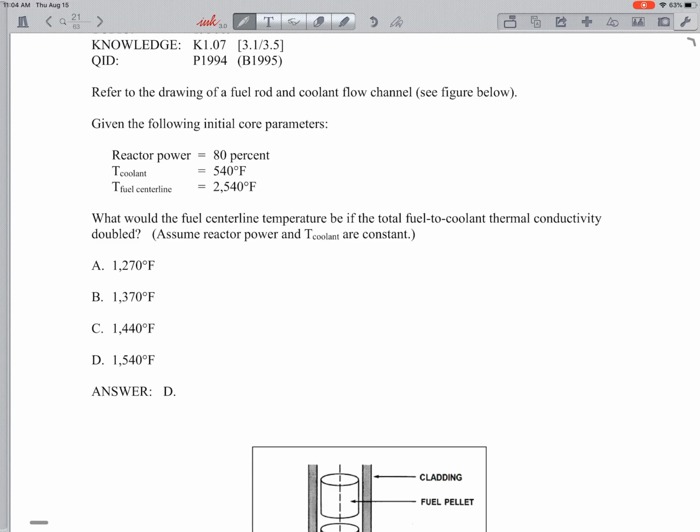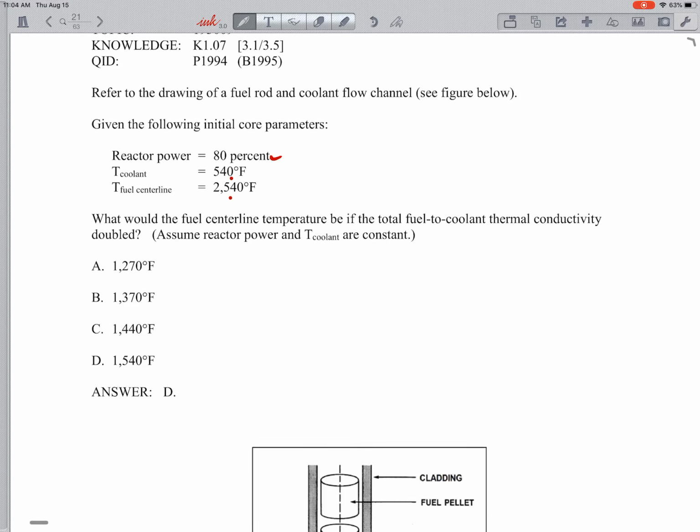1994. We're only at 80% power. Does that matter? Well, maybe. It might matter. So give the thing a good read. Given the following initial core parameters: reactor power is 80%, coolant temperature is 540, fuel centerline temperature is 2540. What would the fuel centerline temperature be if the total fuel to coolant thermal conductivity doubled?